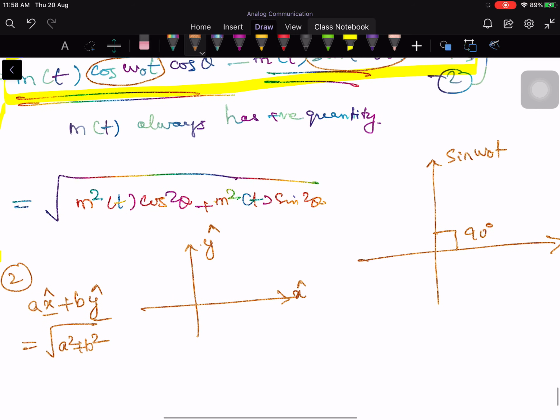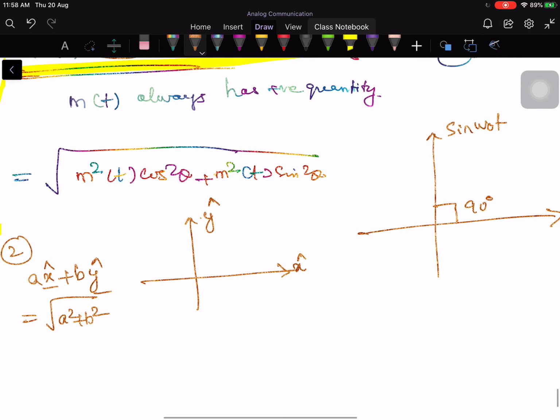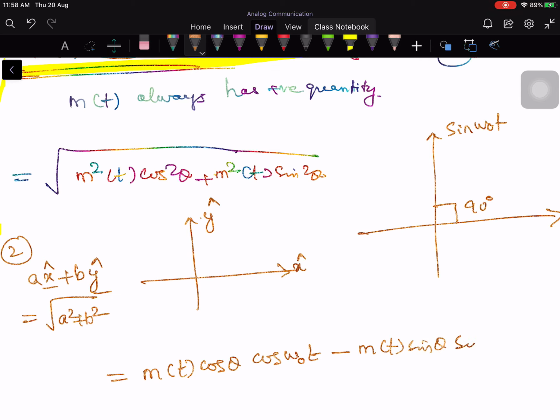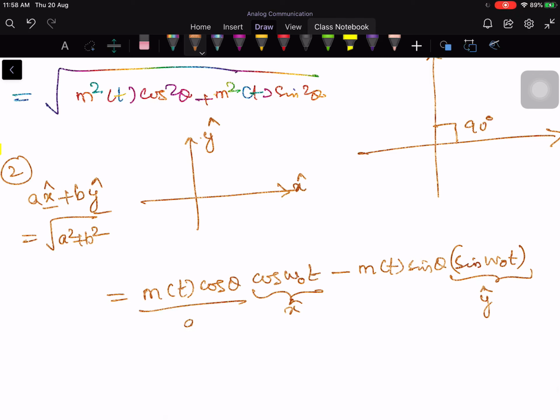Therefore, equation 2 I can write as m of t times cos theta times cos omega naught t minus m of t times sin theta times sin omega naught t. Now instead of x hat I have cos omega naught t, instead of y hat I have sin omega naught t. Instead of a I have m of t cos theta, instead of b I have m of t sin theta.